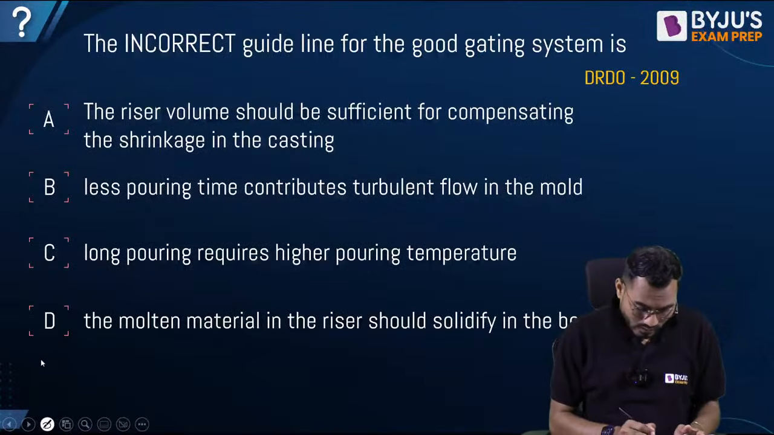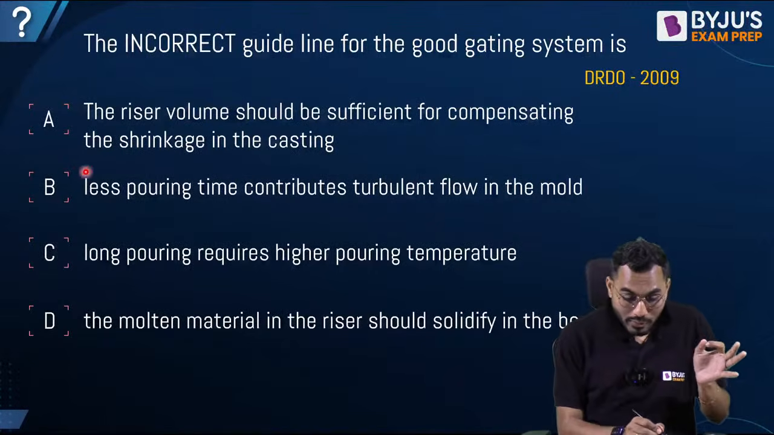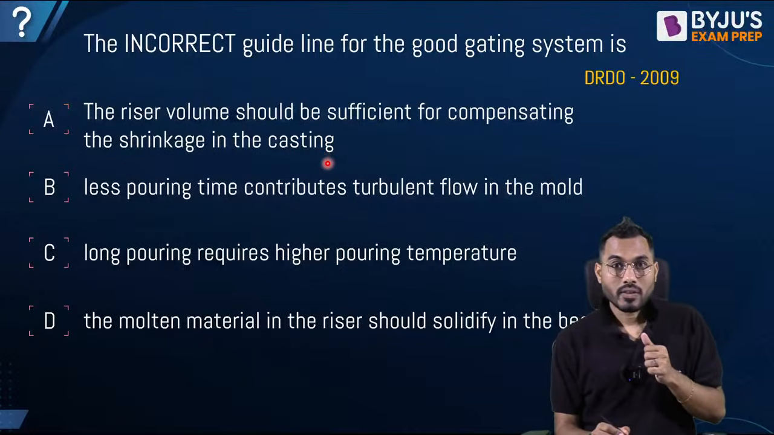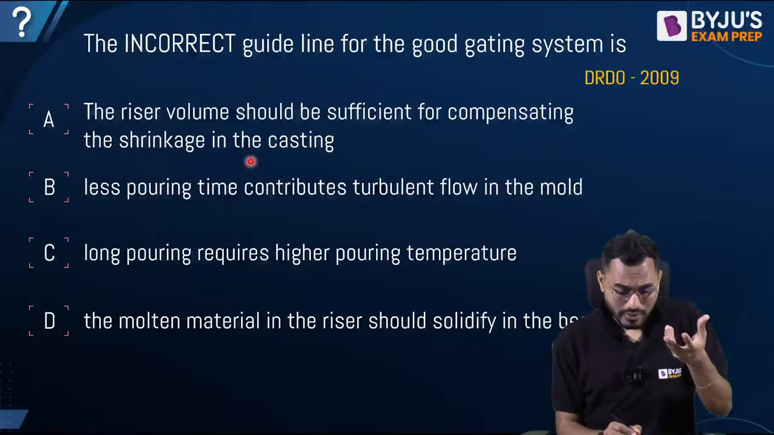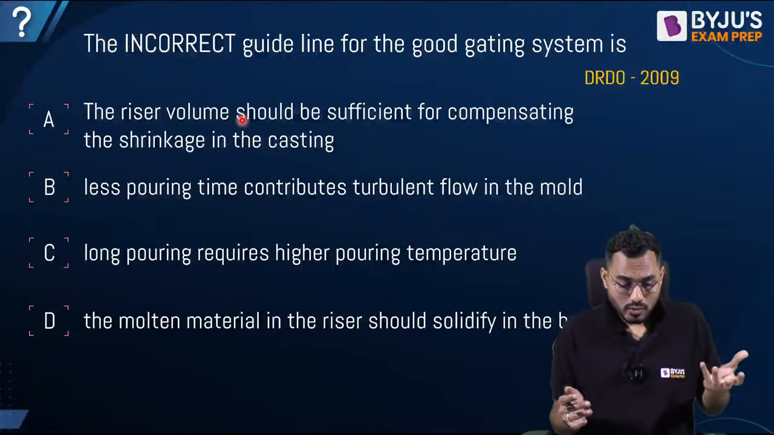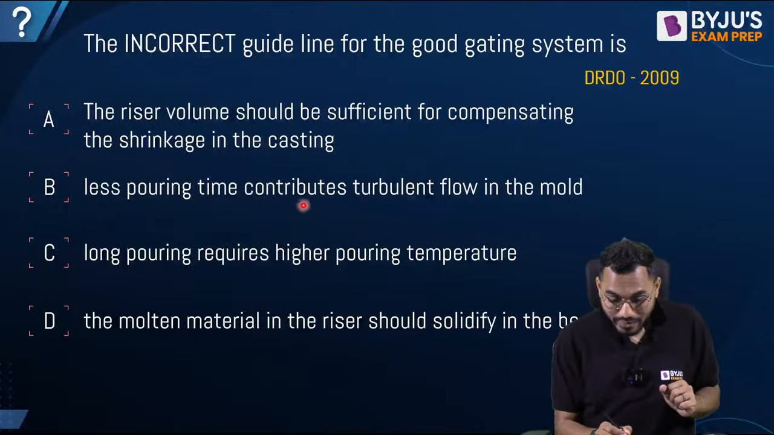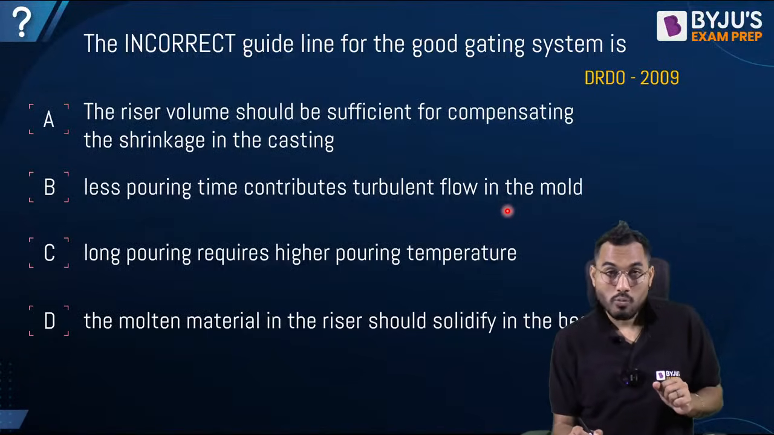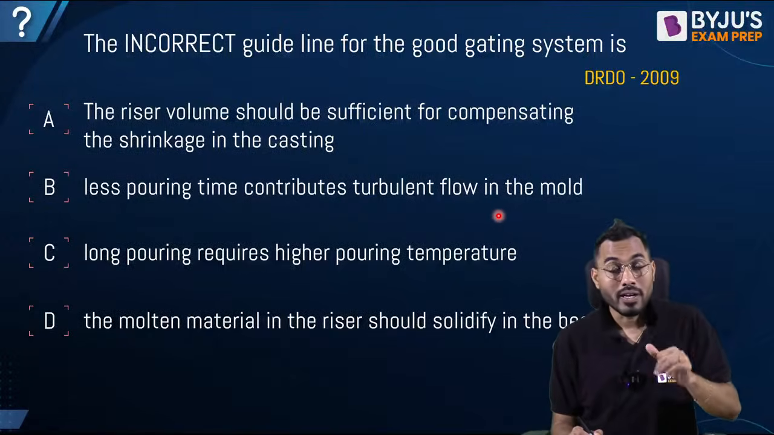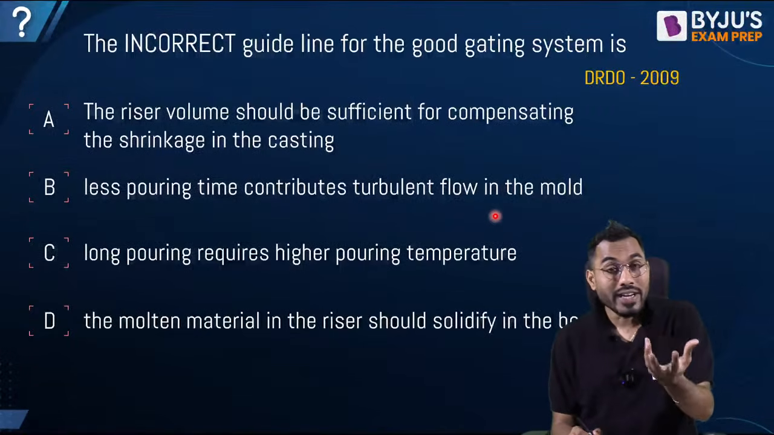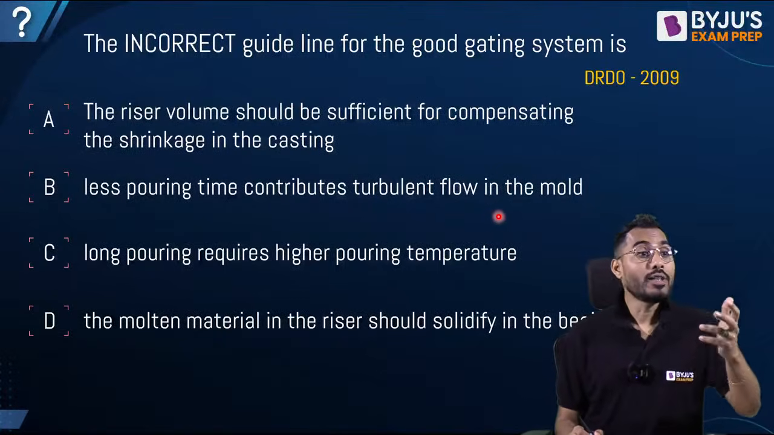Right, fine. It was given that the riser volume should be sufficient for compensating the shrinkage in the casting. Absolutely correct, sir. Whatever shrinkage is coming in the casting can be considered as liquid shrinkage, so the riser volume has to be sufficient. So it is not an incorrect guideline, it is a correct one. Less pouring time contributes to turbulent flow in the mold. It is also correct, because when we increase the velocity of molten metal beyond a certain limit so that filling time in the casting cavity reduces, there might be chances of turbulence. Turbulence will lead to a lot of problems.